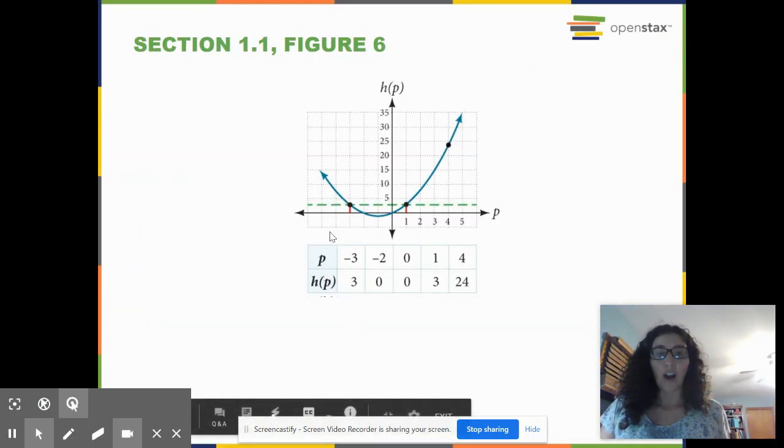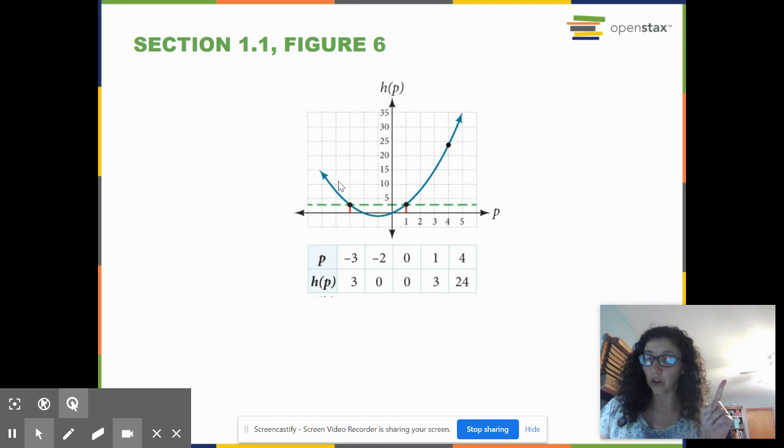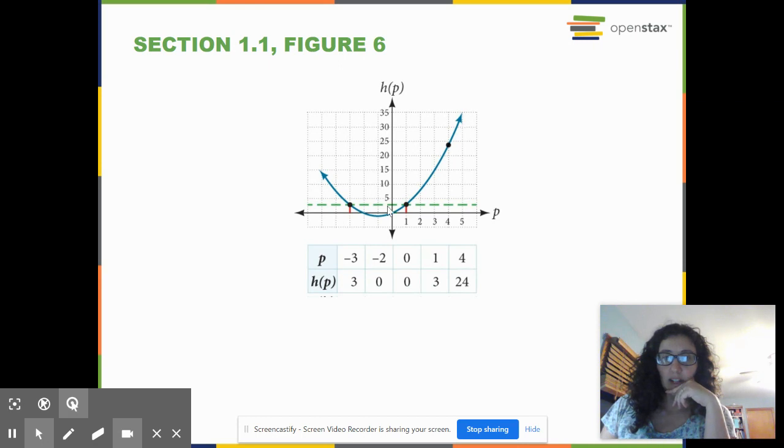This is a graph of that function. Remember, it looked like a quadratic, and quadratics are parabolas. So this is just an observation. This is what the graph of that function, h of p, looks like. And they asked us to solve it for when h of p equals 3. That's that dotted green line, right? If you look at the y-axis here, 3 goes right along that dotted line.